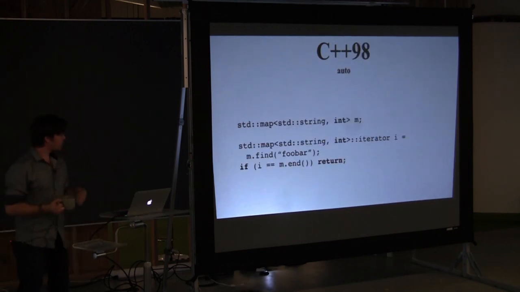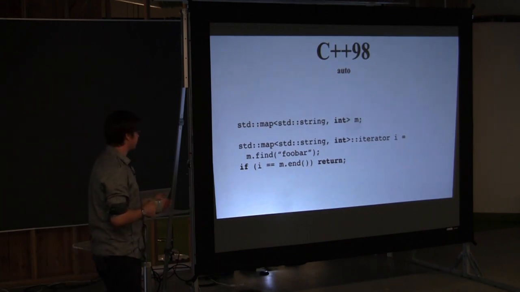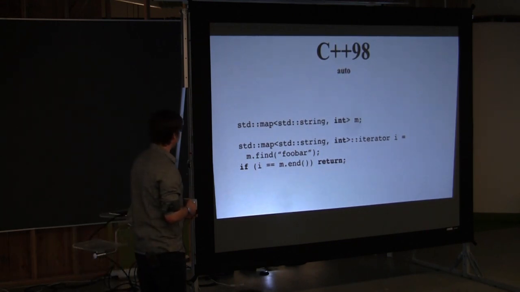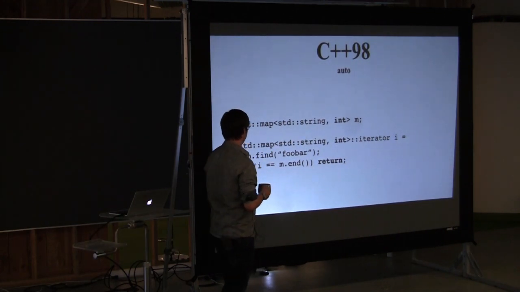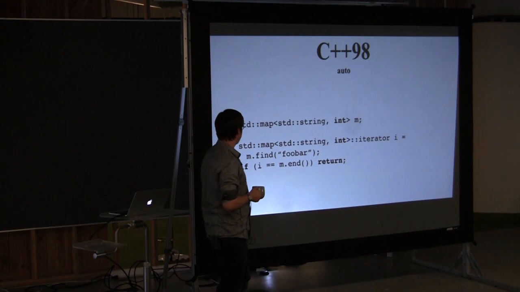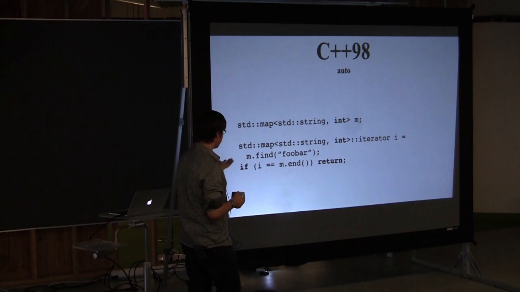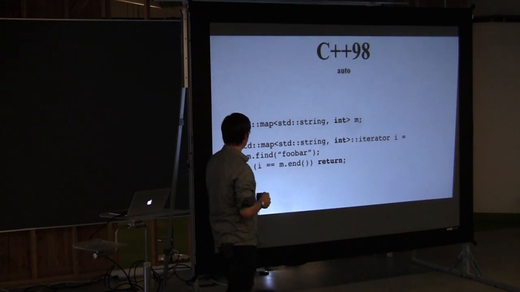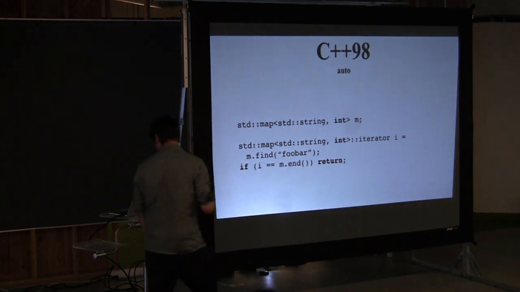Right, and auto, this is sort of comparing it to C++98. This might be a slightly less jaw-dropping example, but let's say that you have a map of strings to ints, and you want to see if you have something called foobar in there, and if you don't, return. And if you do, you want to use it for something. This is how you'd write it in C++98, because you have to grab the iterator, compare it to end, and then do something with it.